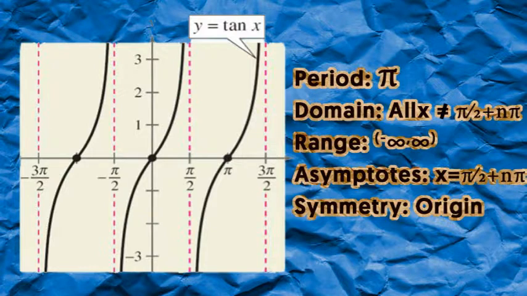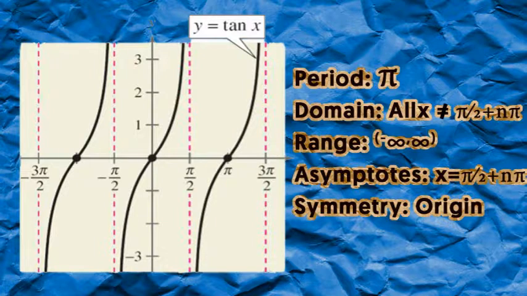The period of the tangent function is pi. Vertical asymptotes also occur when x is equal to pi over 2 plus n pi, where n is an integer. An asymptote is a line that continually approaches a given curve but does not meet it at any finite distance. The domain of the tangent function is the set of all real numbers other than x is equal to pi over 2 plus n pi, and the range is the set of all real numbers.